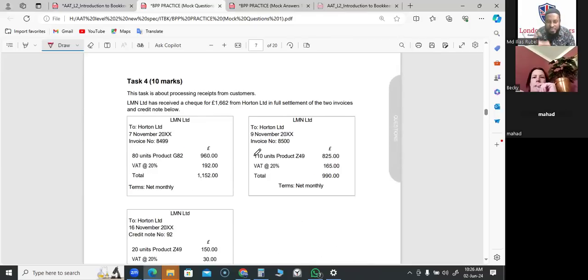Okay, now in this picture, this is task number 4. This task is processing receipts from customers. This is a cheque received from Horton. Horton is their customer.